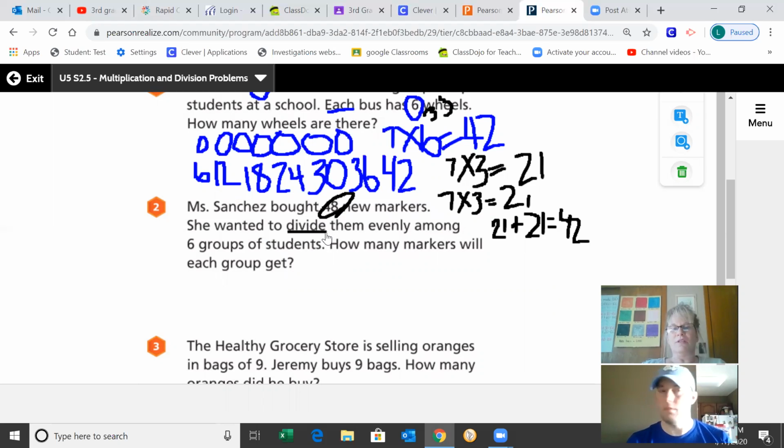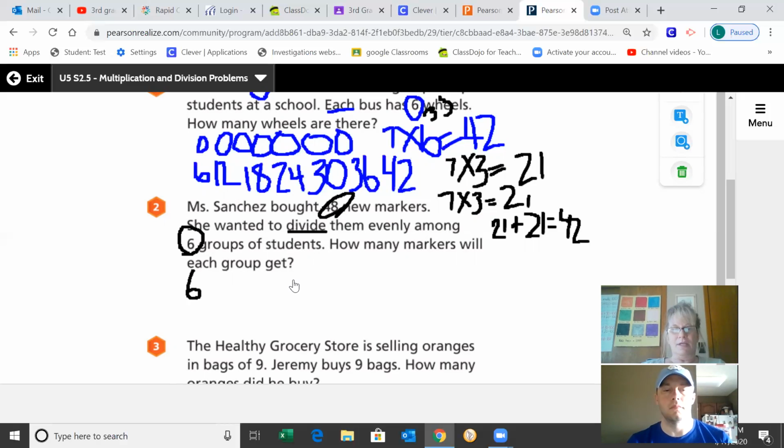So your key word is dividing them. Sometimes it won't say the word divide, but if you see up here that is your total, they are asking you to divide them. And in this case, it's 6 groups. I can use my multiplication if I need to figure out my division. Here's the numbers that I do know.